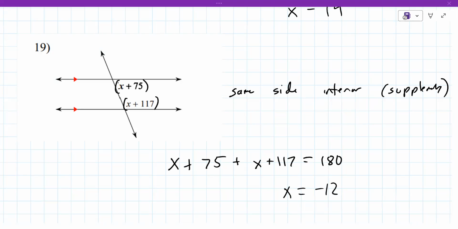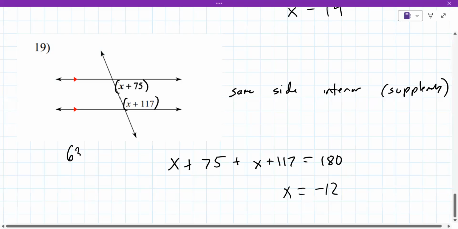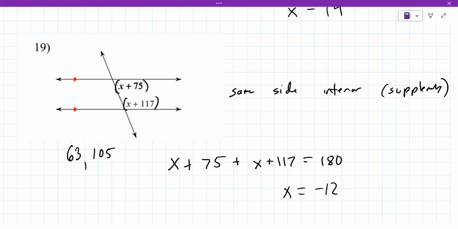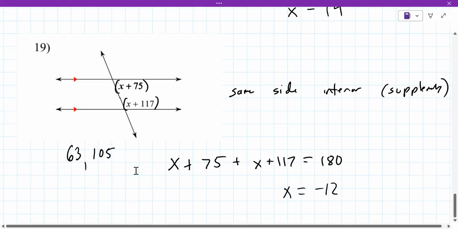I got 63 and 105. But those don't add up to 180. Yeah, so try again here. Maybe you didn't solve it right. Maybe this isn't the right X value. My guess is this is not the right X value. Go ahead and look at that one more time.